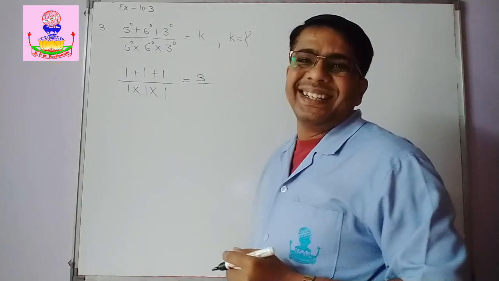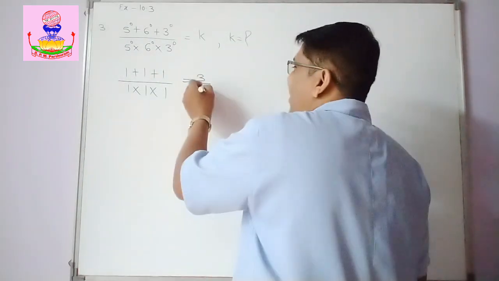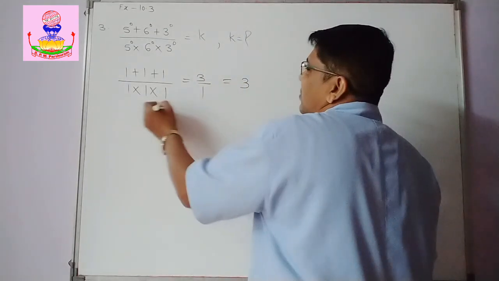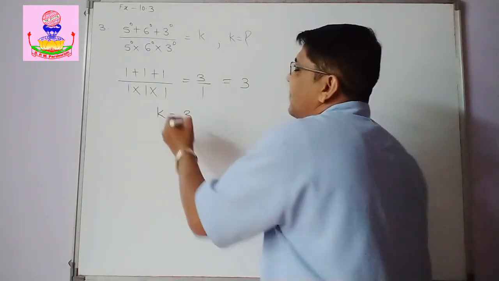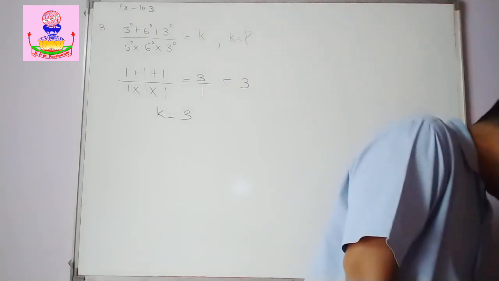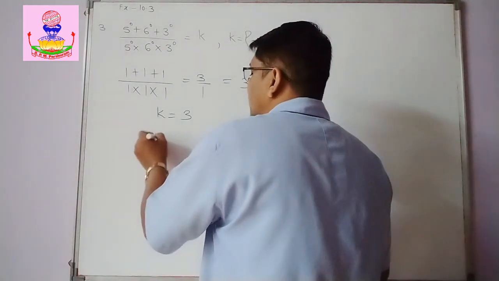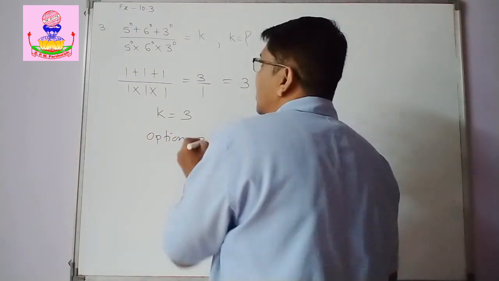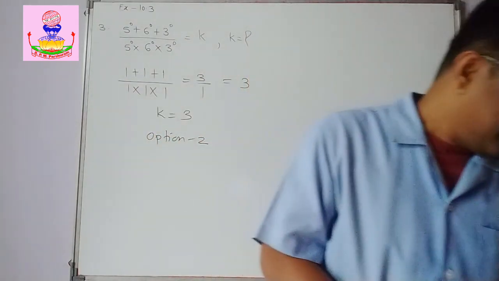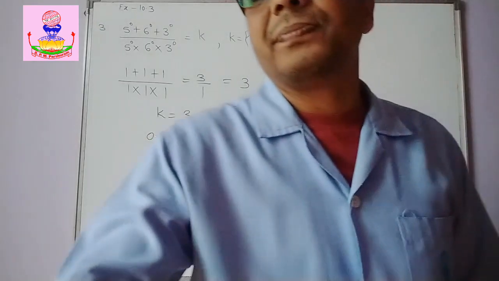And 1 ones are 1, ones are only 1. So 3 upon 1 is 3. So value of k is 3. So option number 2, option 2, that is the right answer. Okay. So next example.